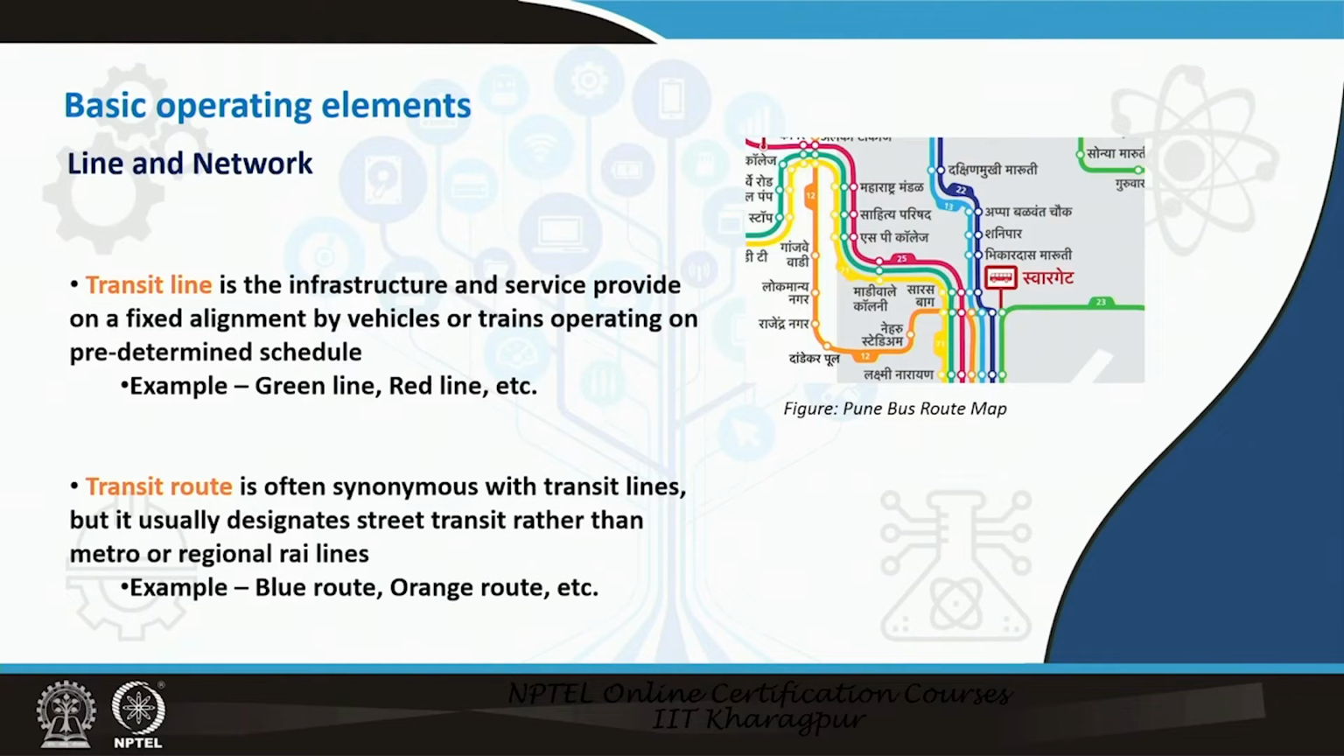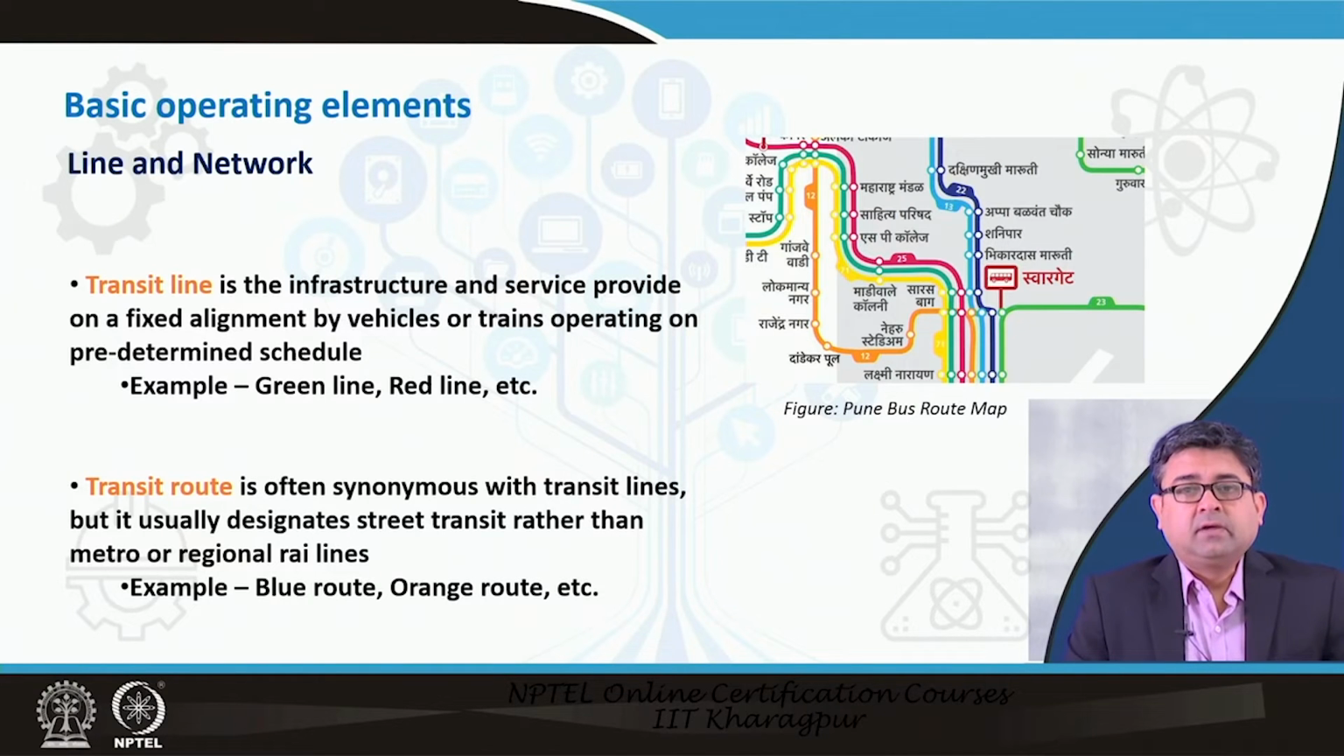So, let us begin. The first and the basic terminology in any public transportation system is what is called a transit line. So, we all have taken several public transportation systems maybe across different cities and we always know that there is a public transportation line which we need to take. So, how do we define a public transportation line? It is the infrastructure and service provided on a fixed alignment by vehicles or trains operating on predetermined schedules. So, these are vehicles or trains operating on predetermined schedule and on a fixed alignment.